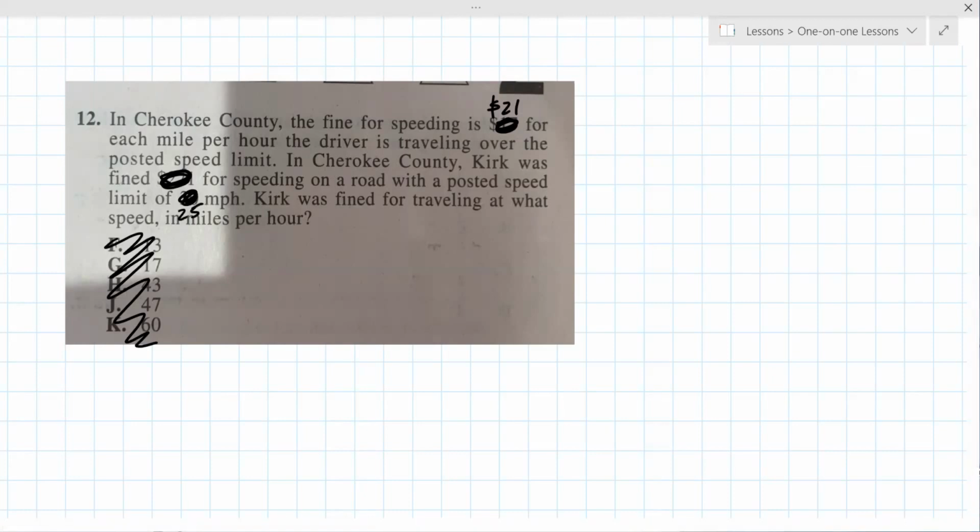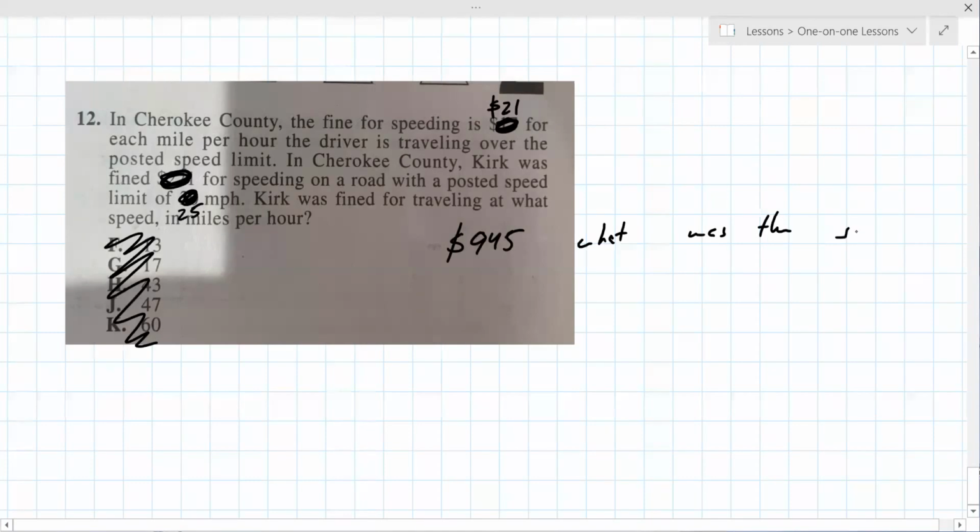And let me grab my calculator. I have to do some number crunching here too. Okay, so let's say he paid a fine of $945. Okay, what was the speed? Okay, so you would do... $25, 21.